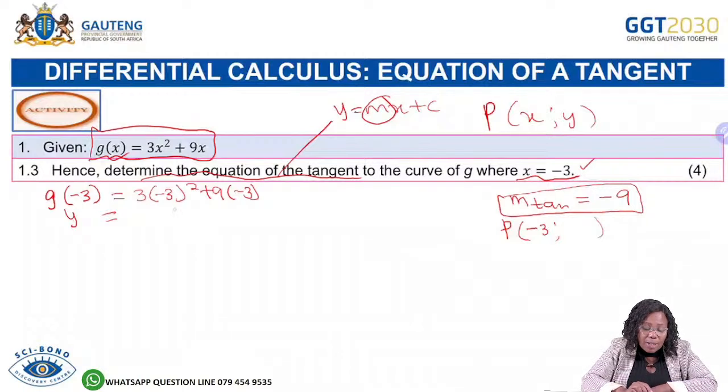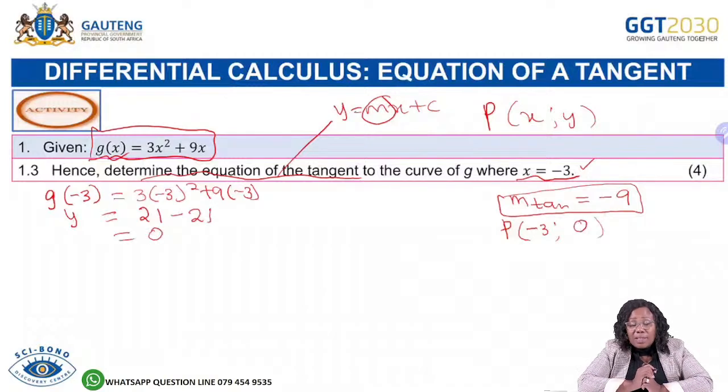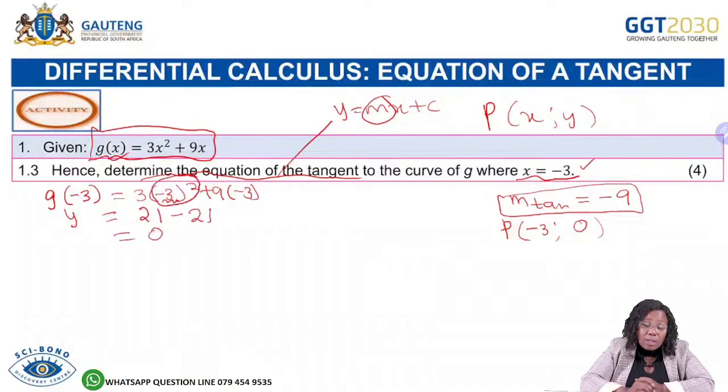And then this will be 3 times 3 squared, that is 9, and 9 times 3 is 27. And then 9 times -3 is also -27. That means y will be 0 there. So this point is (-3; 0). Remember this is (-3) squared, which is 9. 9 times 3 is 27. It's the same as 9 times -3, which is -27. Now we have a point which is (-3; 0).